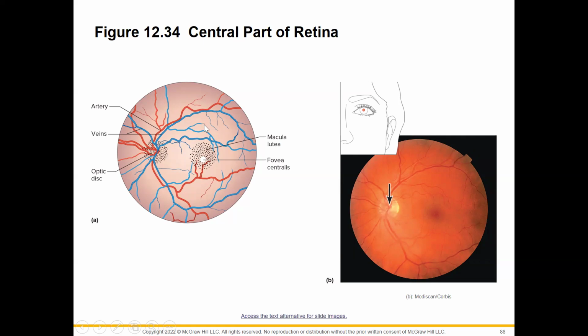So in the drawing, you can see it here. The whole thing is the retina. You have the macula lutea, and the center of it is the fovea centralis. Close to that, you have the optic disc, which has no photoreceptors because it is basically just a space where your blood vessels and your nerves enter and leave the eyeball.